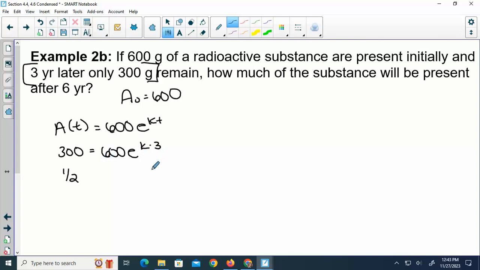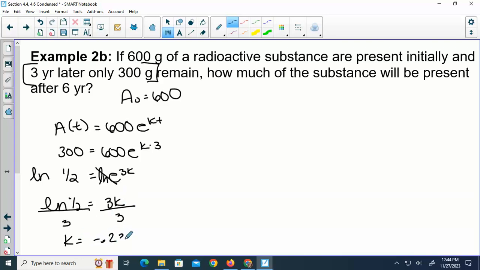And this is sometimes called the half-life. It took 3 years to have half of what we started with. So if you've ever heard that term half-life, that's where it comes from. So to get rid of the e, we add our natural log on each side. Those cancel. Divide by 3. And we get a k of negative 0.23.